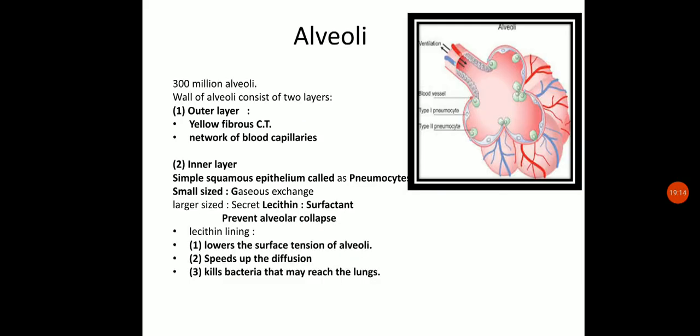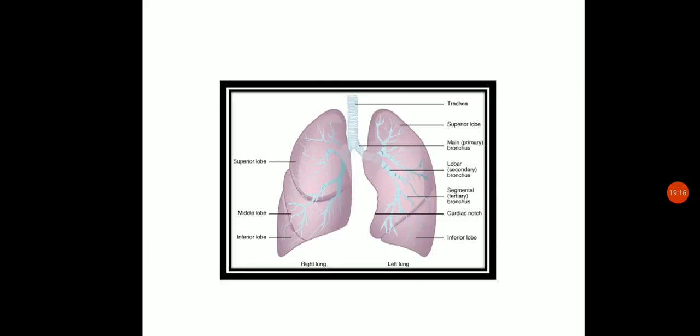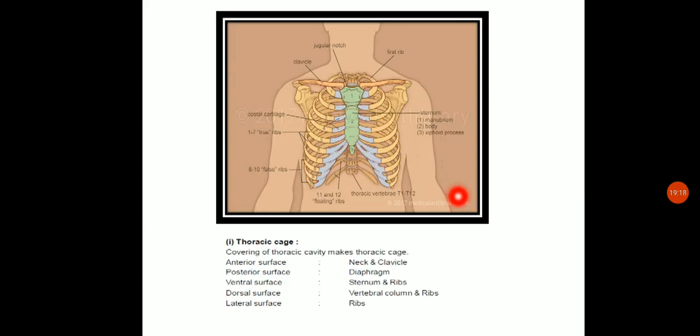Okay, so these lungs are present in the thoracic cage. You can see over here, these lungs are enclosed within the thoracic cage.